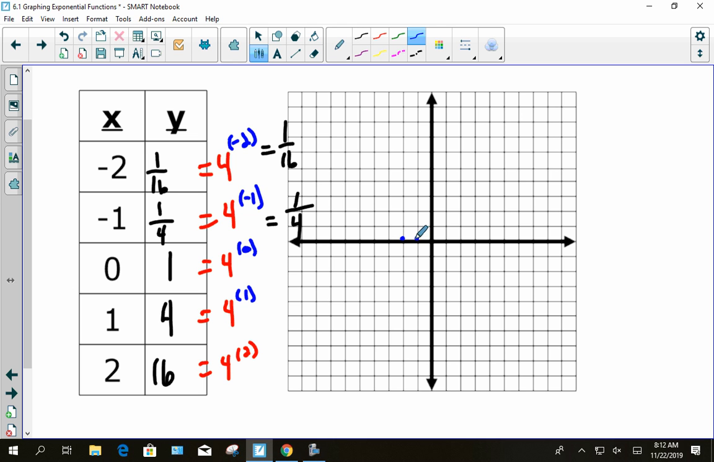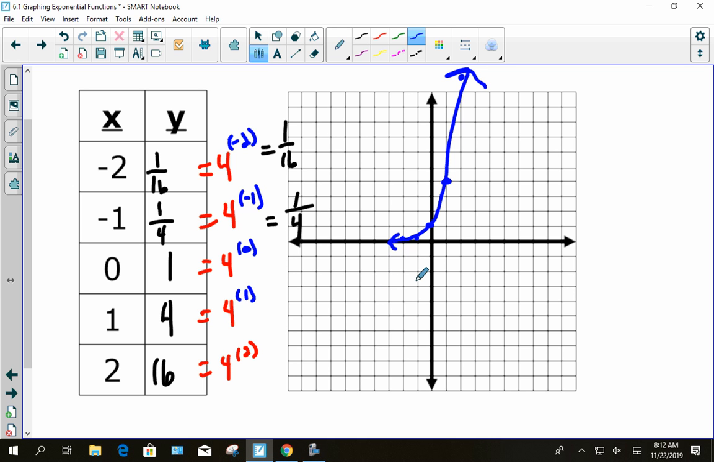1/4. Okay. Now 0 is at 1. I can do that one. There it is. 1 is at 1, 2, 3, 4. And 2 is at 16. I can't get up to 16, so I'm just going to put a dot right here. And here, ladies and gentlemen, that is your graph, and that is exponential growth.